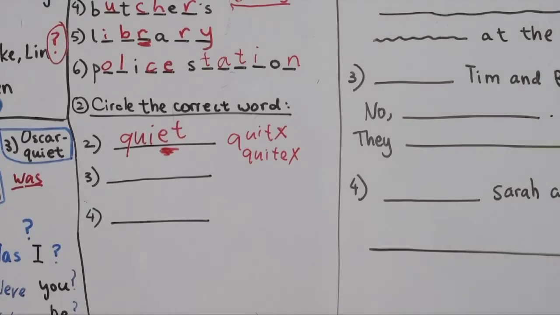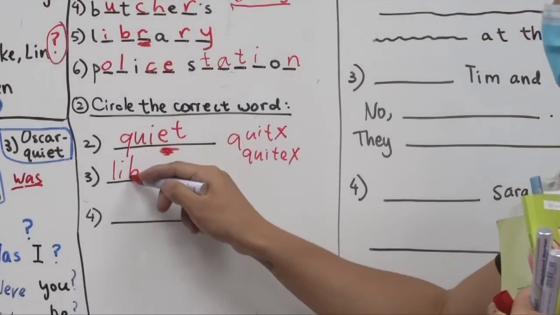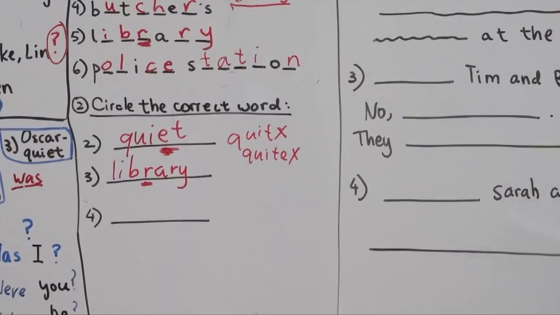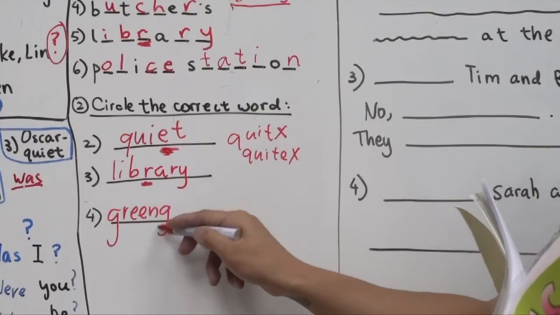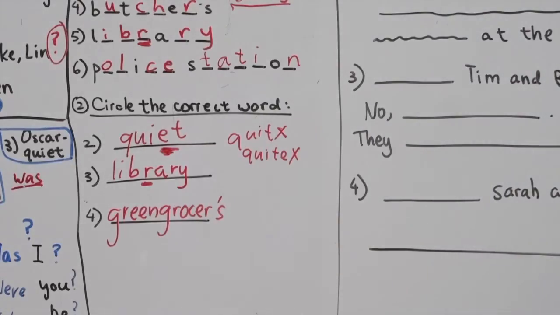Question number 3, where are they? They are in a library. We have a lot of books there, right? So it should be library, L-I-B-R-A-R-Y. Again, there's another R inside library. And last one, we have someone selling fruit, right? Fruit is only, no S. Fruit and vegetables, so it should be greengrocers. G-R-E-E-N. One word, okay? G-R-O-C-E-R-S. Okay? Greengrocers. A place where we buy fruit and vegetables, okay? Remember, it's one word.